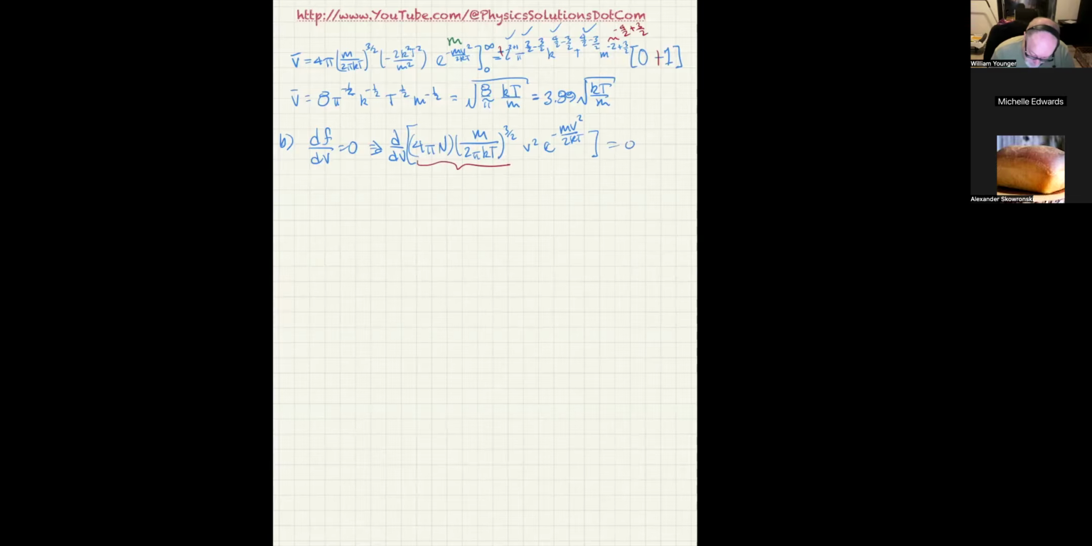So really all I got to focus on is the derivative of what's to the right of that, which is the v squared. So I'm going to get outside 4 pi n times m over 2 pi kt to the 3 halves. And that's supposed to be irrelevant. But now I'm going to take the derivative of the v squared part because this is a product rule. So it's going to be 2v. That's the derivative of the first term. Now I'm just supposed to multiply this by the second factor. And I said term, I meant factor.